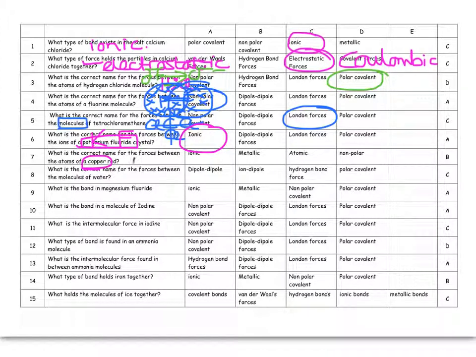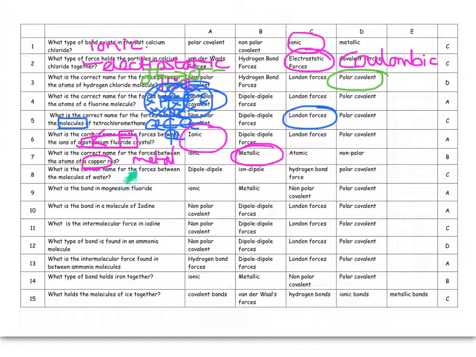What is the correct name for the forces between the atoms of a copper rod? Copper is a metal. So metals are held together by metallic bonding. So that you could have also said Coulombic or electrostatic, because it is a force between positive kernels and a sea of delocalized negative electrons.